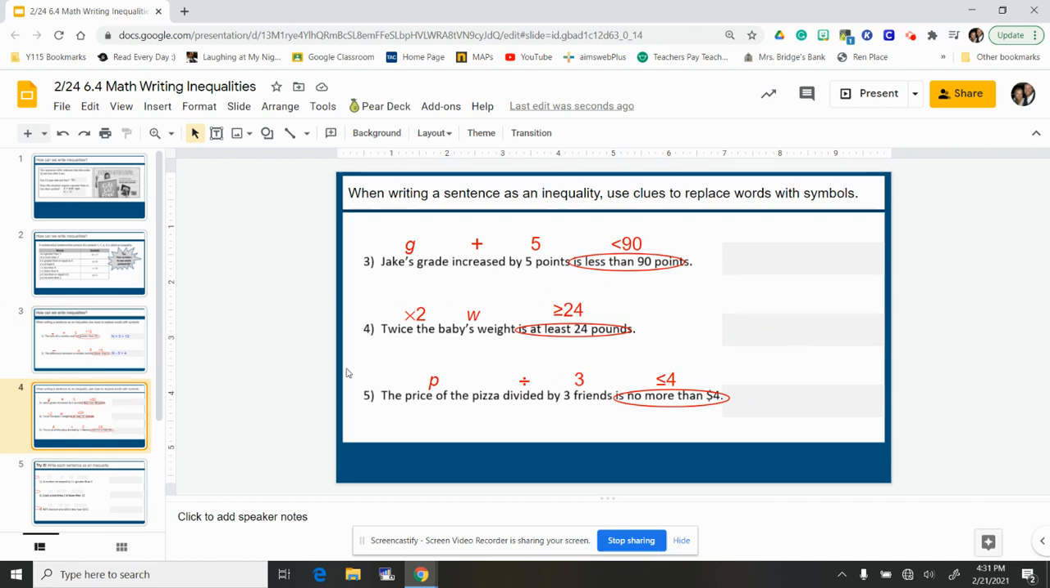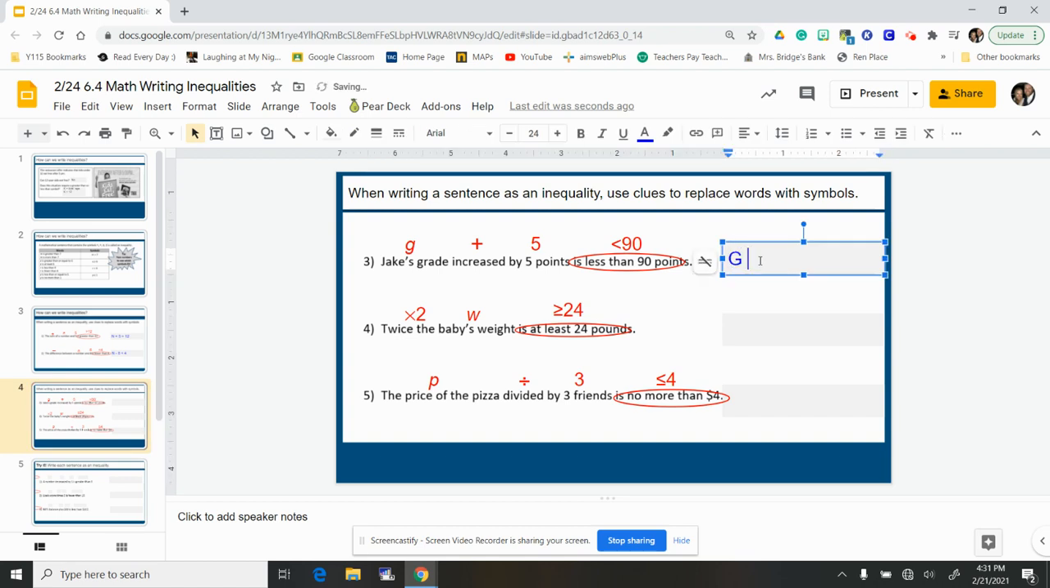Let's do a few more. Jake's grade. We don't know what Jake's grade is, so that's going to be our variable, or g. Increased by, which is also addition, 5 points, is less than 90 points. So Jake's grade coming first, I'm just going to put that as g plus 5, and that's going to be less than, so I have to make sure that smaller point is pointing in that direction. 90 is going to be the last number there.